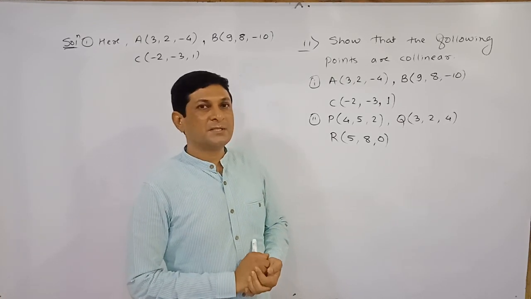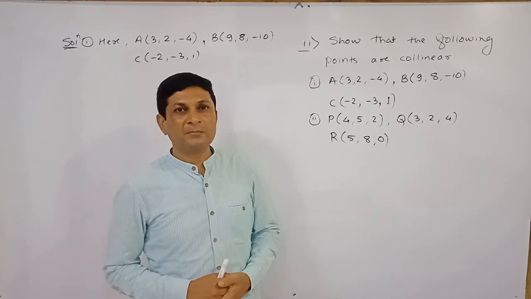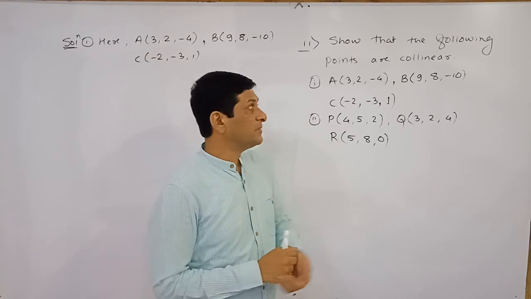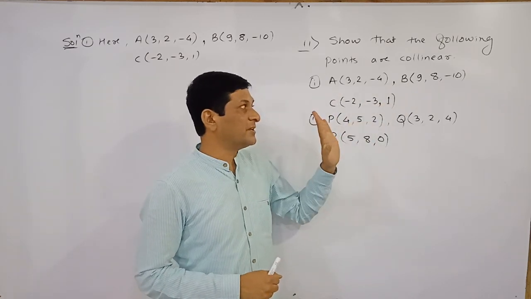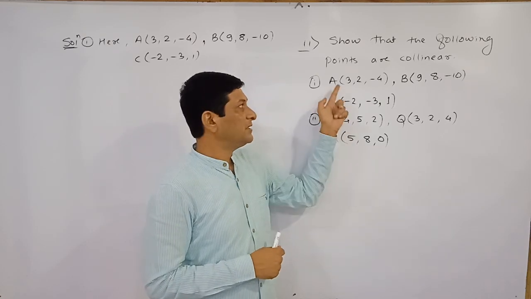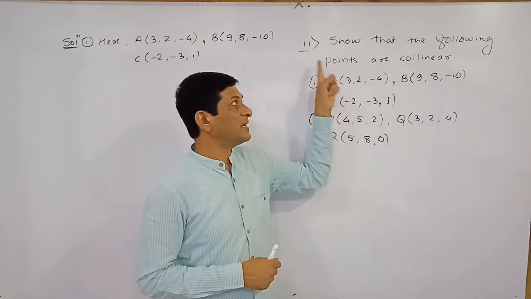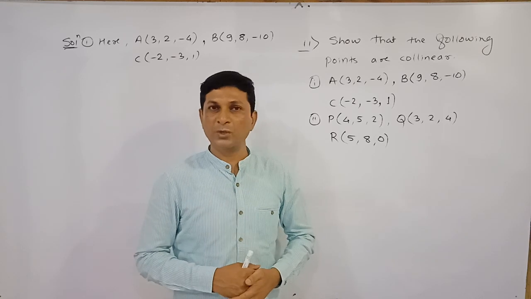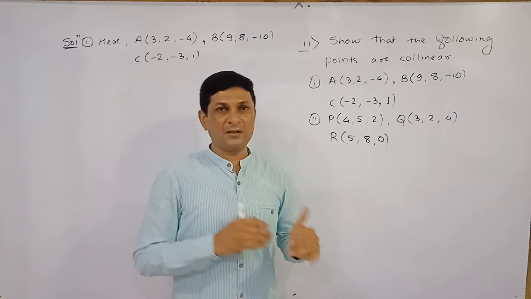Now see example number 11. In example number 11, coordinates of some points are given to us. Two examples are there. First we are trying to solve the first example. Here 3 points A, B, C are given to us, and we have to show that these 3 points are collinear. We are applying the vector method here.